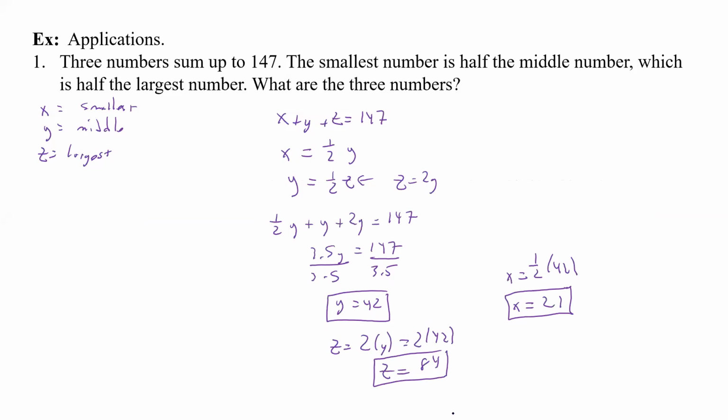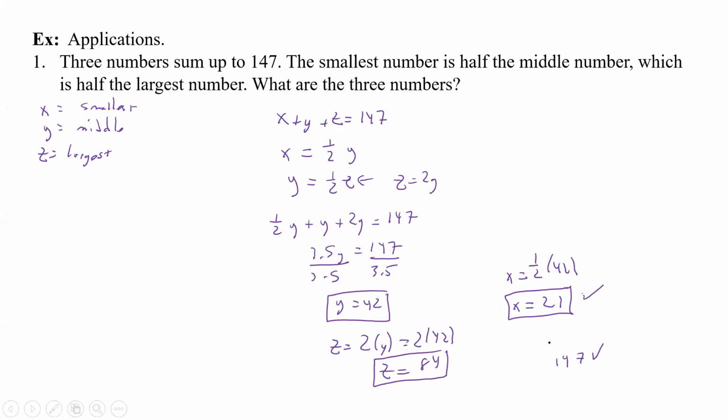Okay, so now if we add all those together, does that equal 147? Well, so that's going to be 4, 5, 6, 7. So yes, that part does. And then 8, 9, 10, and 14. So it does add up to 147. So is x half of y? Well, 21 is half of 42. So yes, that's true. And is y half of z? Well, y is half of z, so that's true.